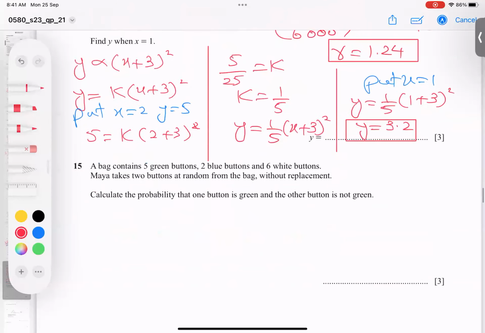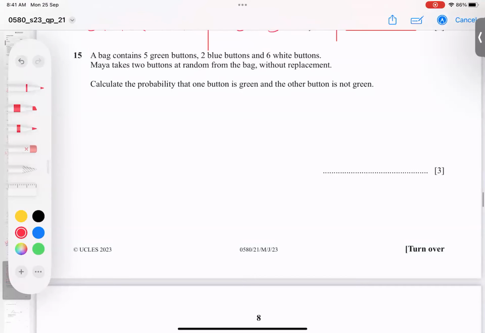So I hope the point is very clear. Number 15. He gave us a bag containing 5 green, 2 blue and 6 white, and the total is 5 plus 2 is 7, 7 plus 6, 13. Okay, he's saying M takes 2 buttons at random from the bag without replacement. Without replacement means we reduce gradually. Okay, the probability that one button is green, another is not green.